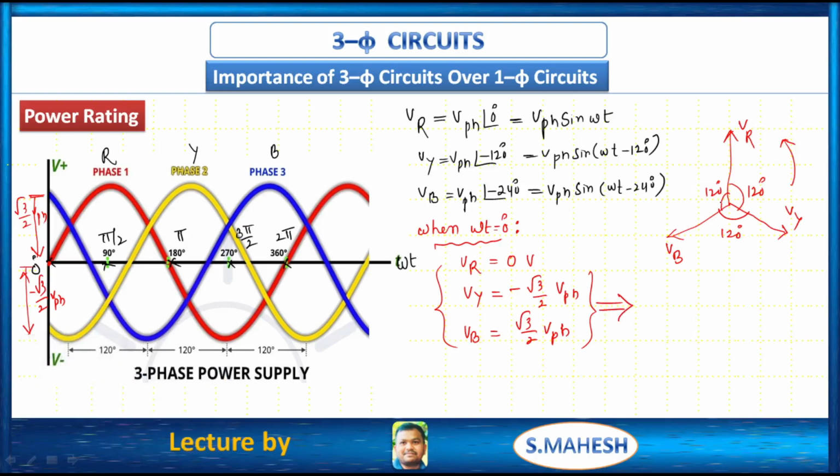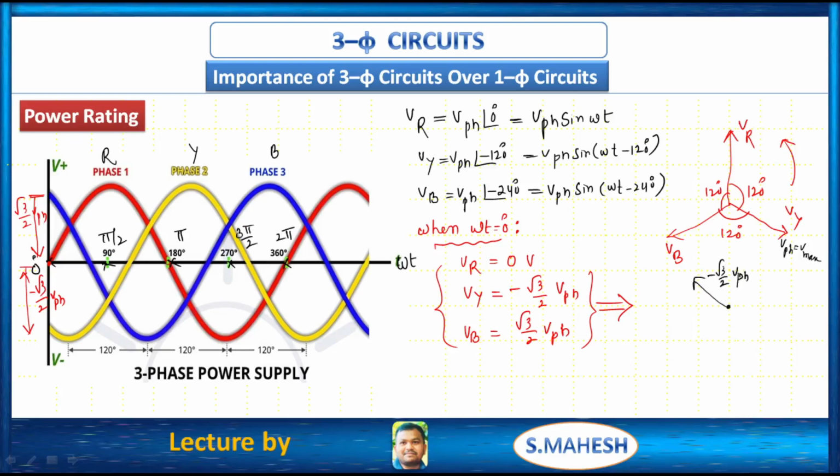So VR is 0, clear. Next, what about Vy? Vy is nothing but minus root 3 by 2 V phase. This is positive. Minus root 3 by 2 is nothing but what? For example, maximum V phase is equal to the maximum value. Minus root 3 by 2 means 0.866, so we will get 86.6% of this phasor in the reverse, opposite direction. Let us say this is minus root 3 by 2 V phase.